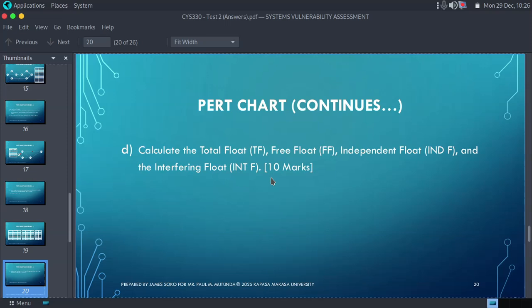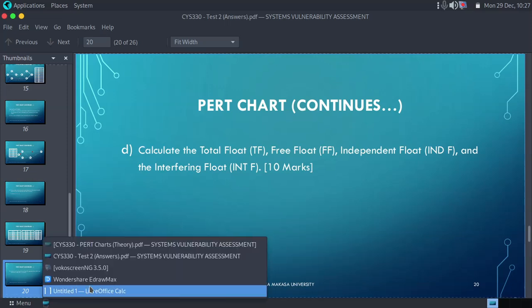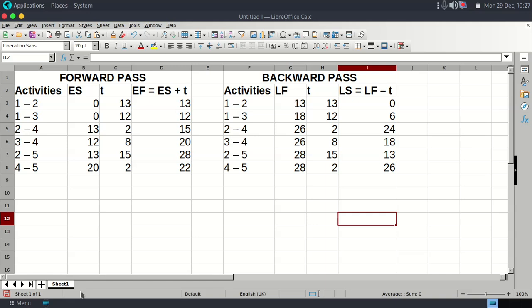You know where to access them. Just go on the about year 3, then system vulnerability assessment. You are going to find these notes. So now we need to calculate for these things. What we'll do is come up with another table. Obviously, this table will start with activities. Let me just start this table here. So the table starts with activities.